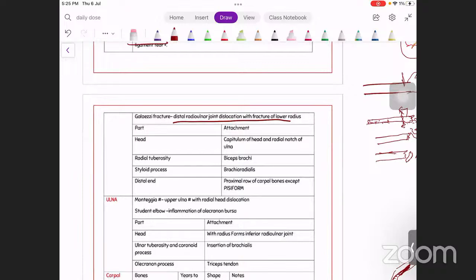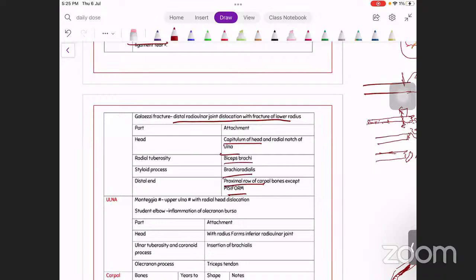And what part of the radius is attached to what structure? This is kind of low yield, people, so you can move on. The head is attached with the capitulum and the radial notch of the ulna, while the radial tuberosity attaches with the biceps brachii, the styloid process attaches with the brachioradialis, and the distal end is attached with the proximal row of carpal bones, except the pisiform bone. So this is all about the radius you have to know.